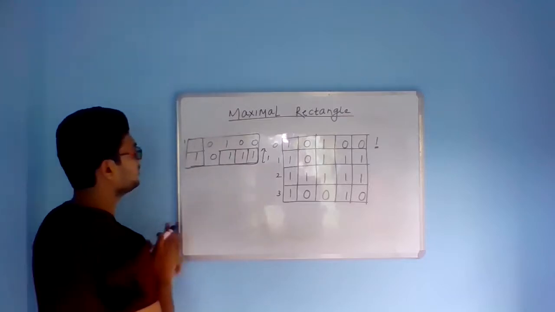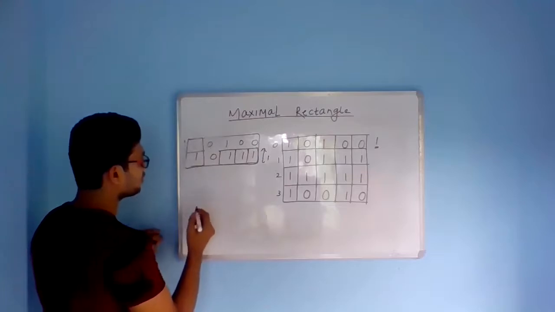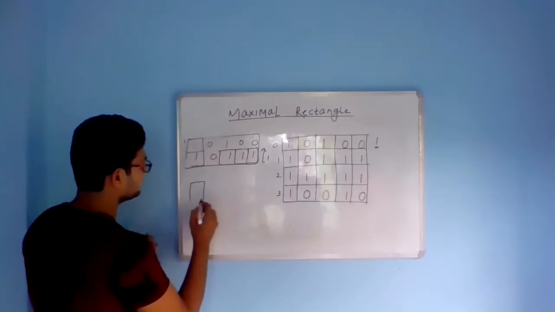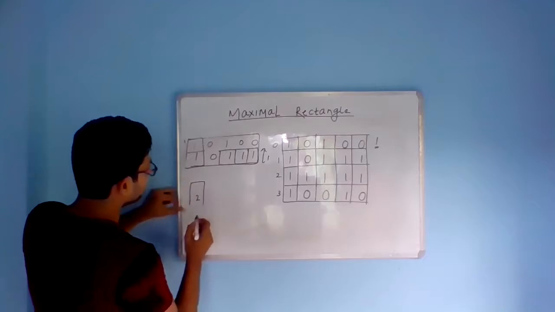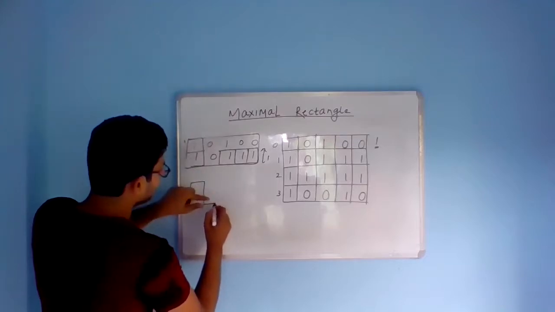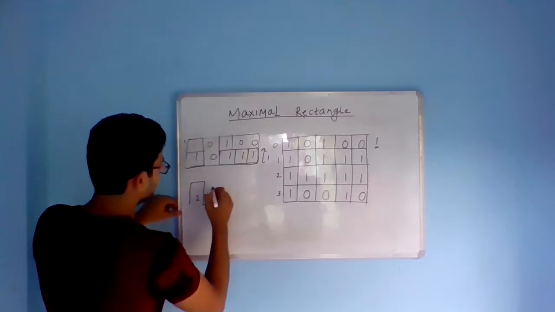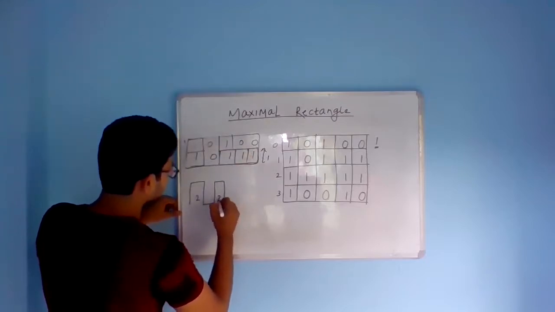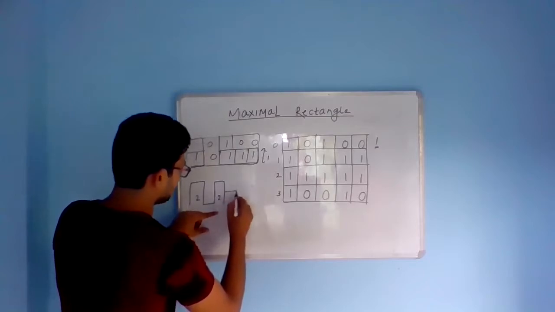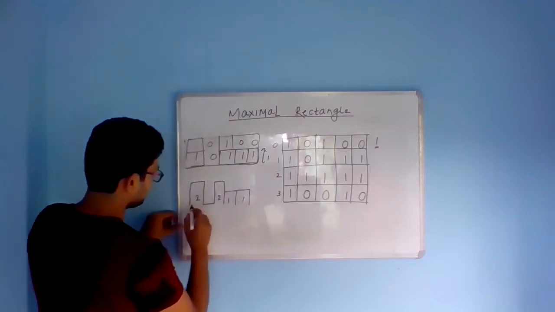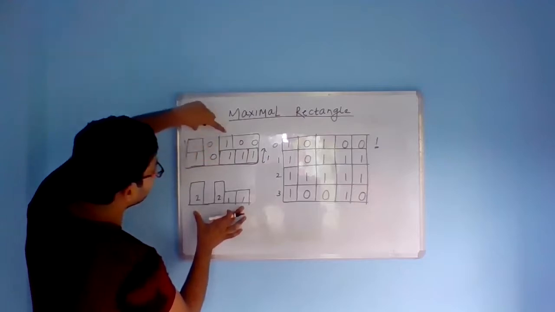So what we can do is form a histogram out of it. The histogram will look like this, where 2 is the height of this particular bar, 0 will be the height of this bar, and it will again have 2 as the height, and this one will have 1. So you can imagine this particular histogram out of this particular matrix.